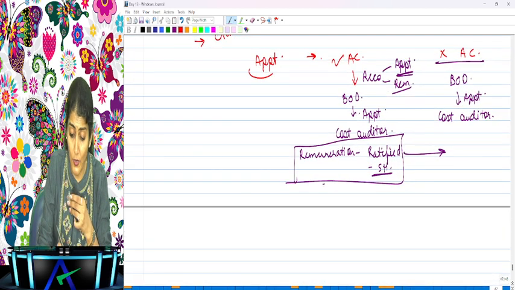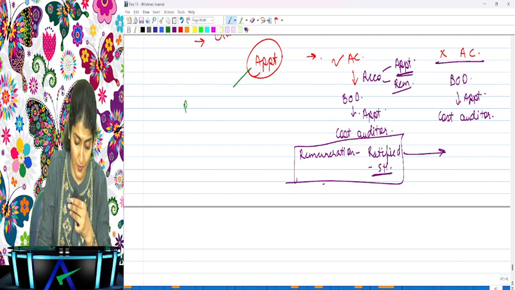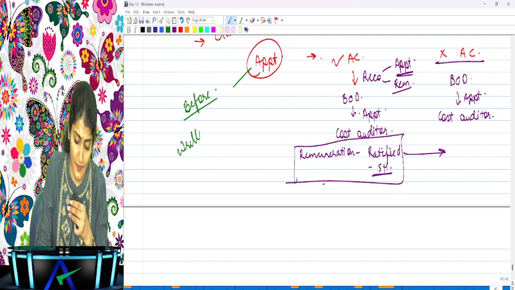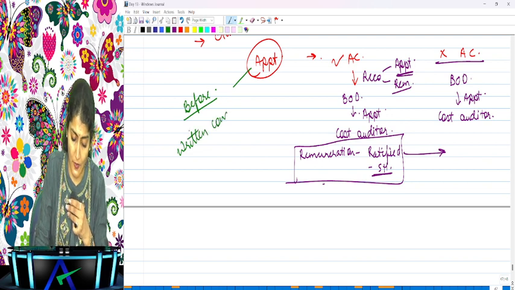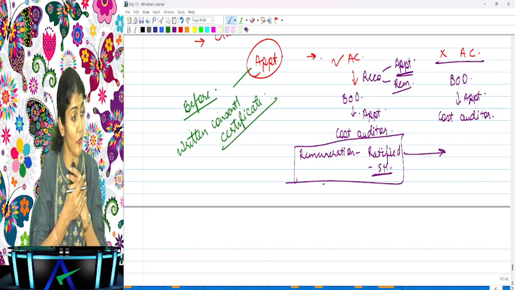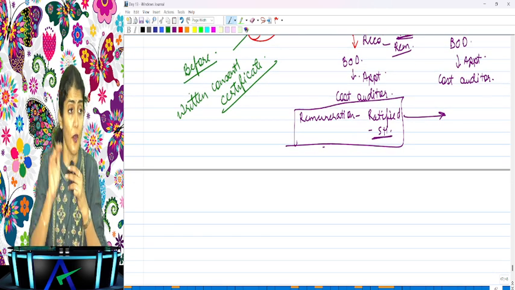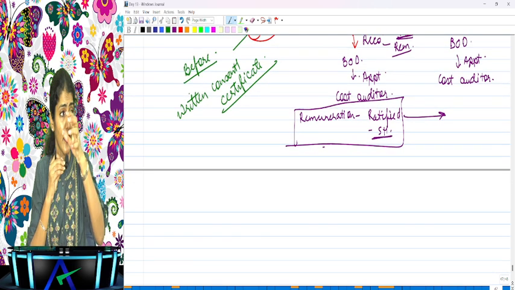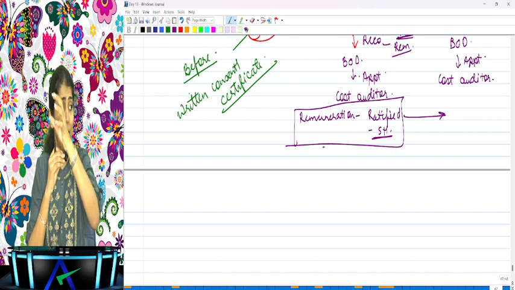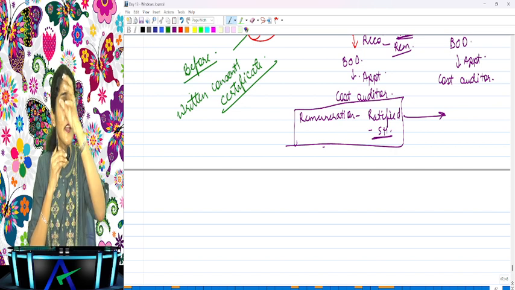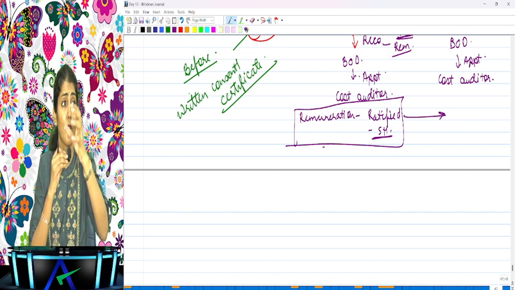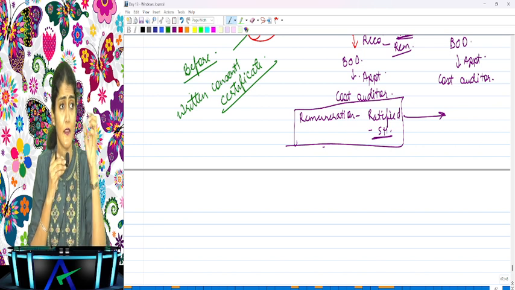Then before the appointment of the cost auditor, should a written consent be taken from the cost auditor also? Just as we were taking it from the statutory auditor, it should also be taken from the cost auditor: that he fulfills the criteria, that the cost audit appointment would be within the limit, that he is eligible to do the cost audit, and whether any orders or proceedings are going on against the cost auditor.